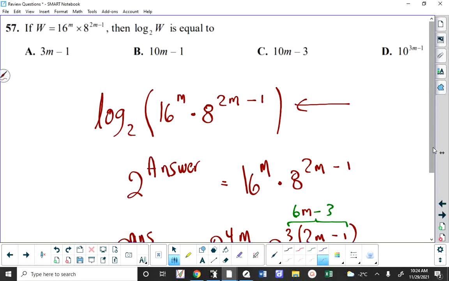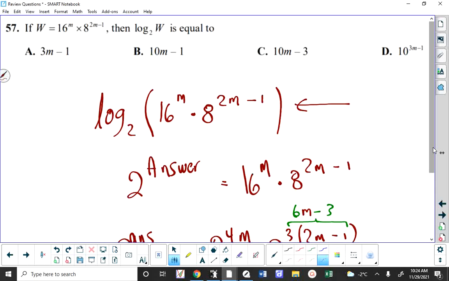Is there a way to cheat the system here? Well, yeah. You pick a value for m, 1.5. Figure out what w is equal to. Take the base 2 logarithm, whatever you get. And then, since the base 2 logarithm is what we're trying to find, put your original m into one of these and see if you get the same thing as the log base 2 of w.